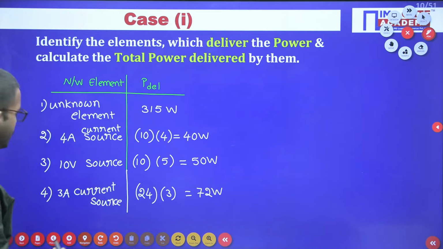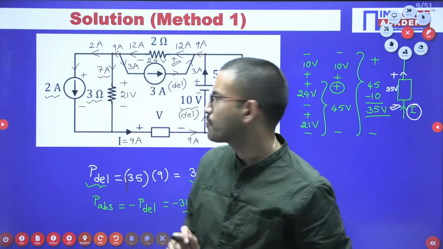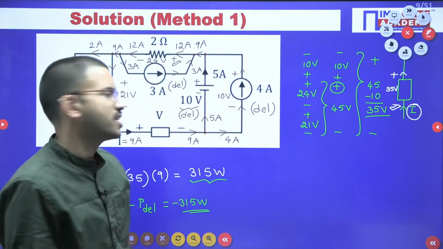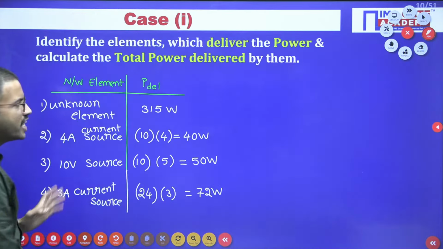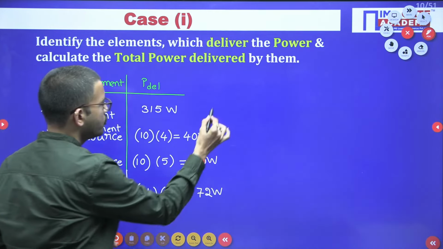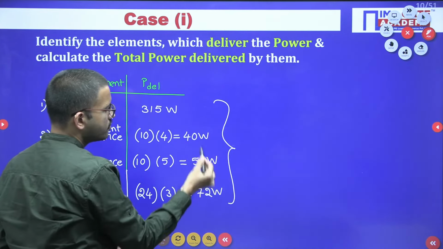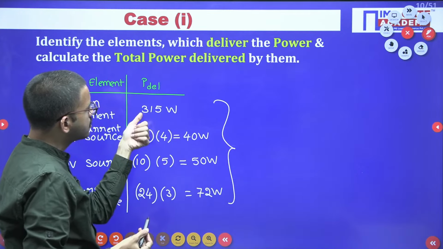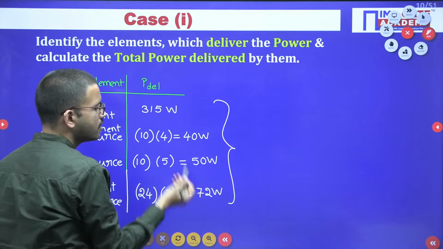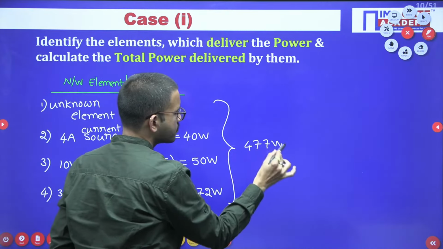Okay, so in the given network or circuit you are having a total of 7 elements, out of which 4 elements are delivering the power and 3 elements are absorbing the power. Now let us calculate the respective total delivered power and similarly the absorbed power. If you add all this, 40 plus 50 is 90, 90 plus 315, that means 405, 405 plus 72, that means 477 watts you are getting.